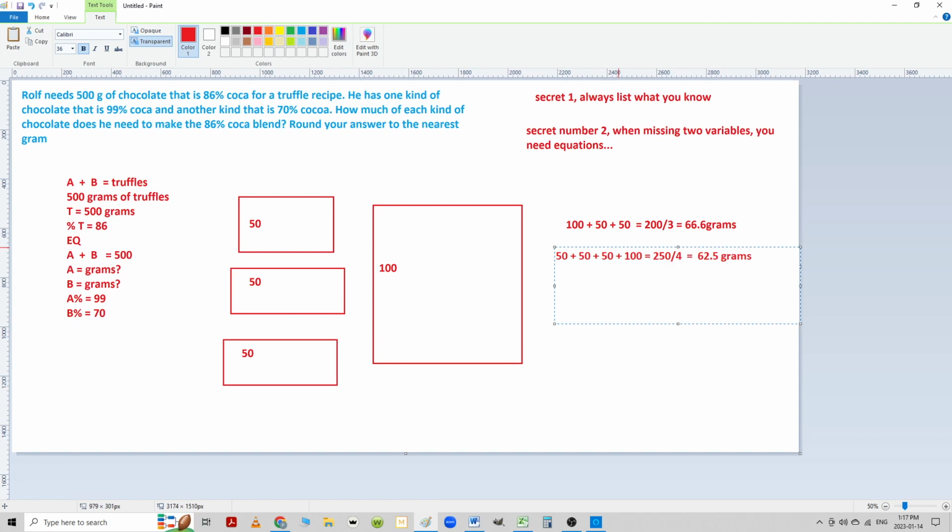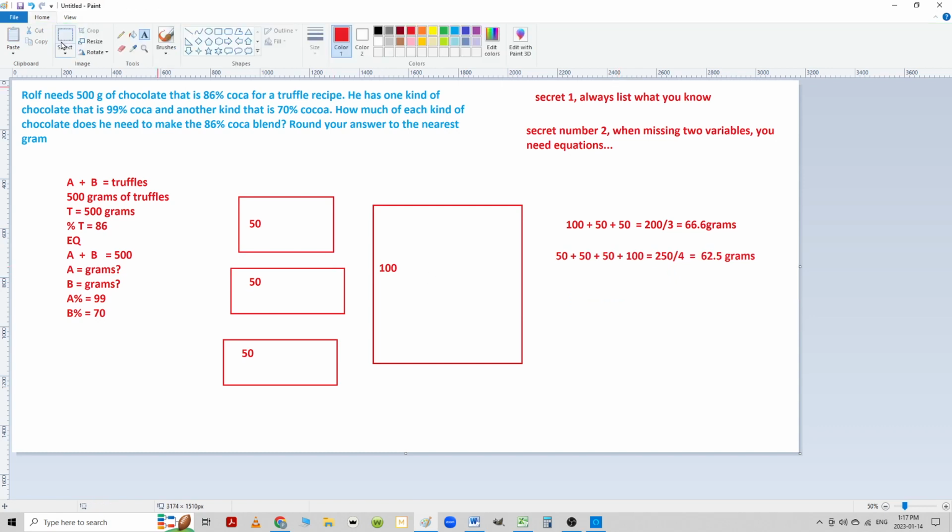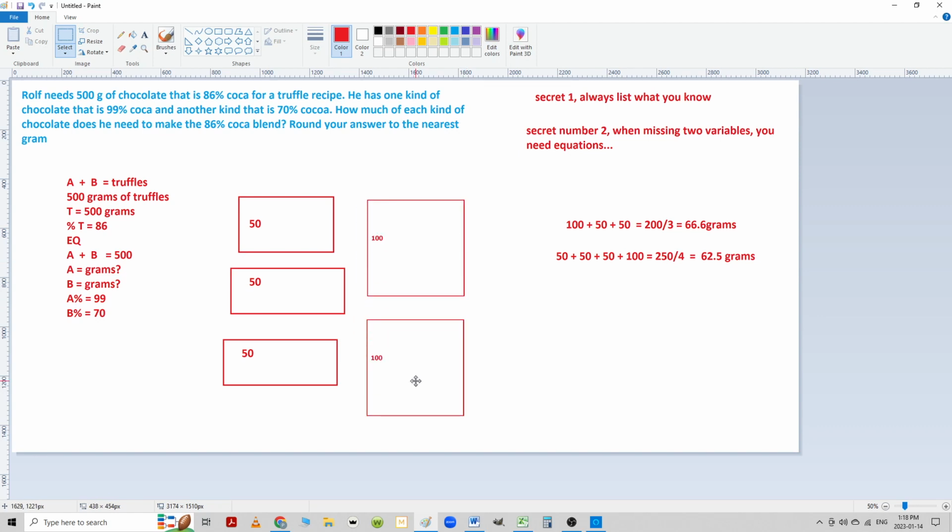Let's go even further. We're going to add another one of these boxes. And I'm going to make it a bit smaller so that I can visually add it. And it's clear now that I have 3 boxes.